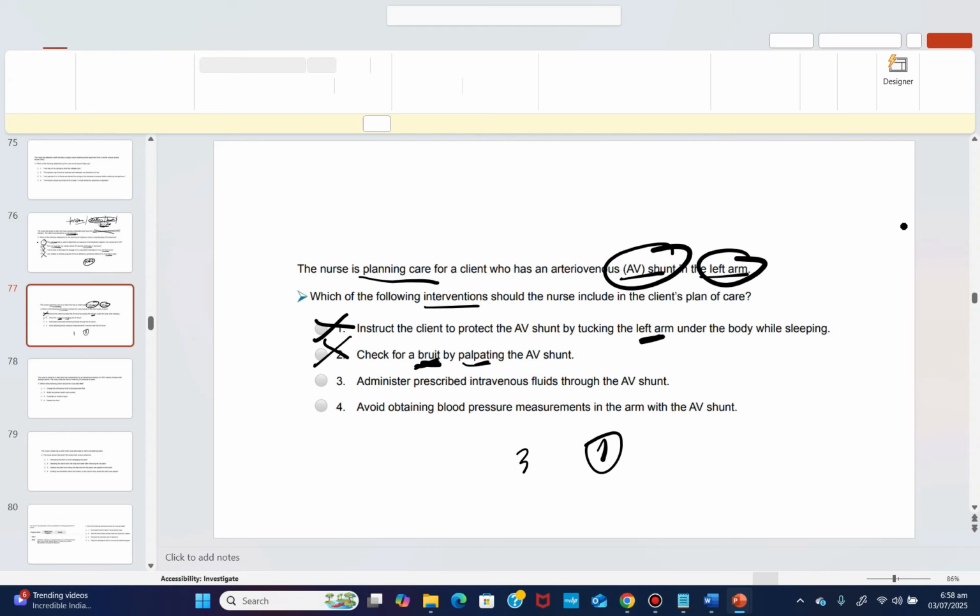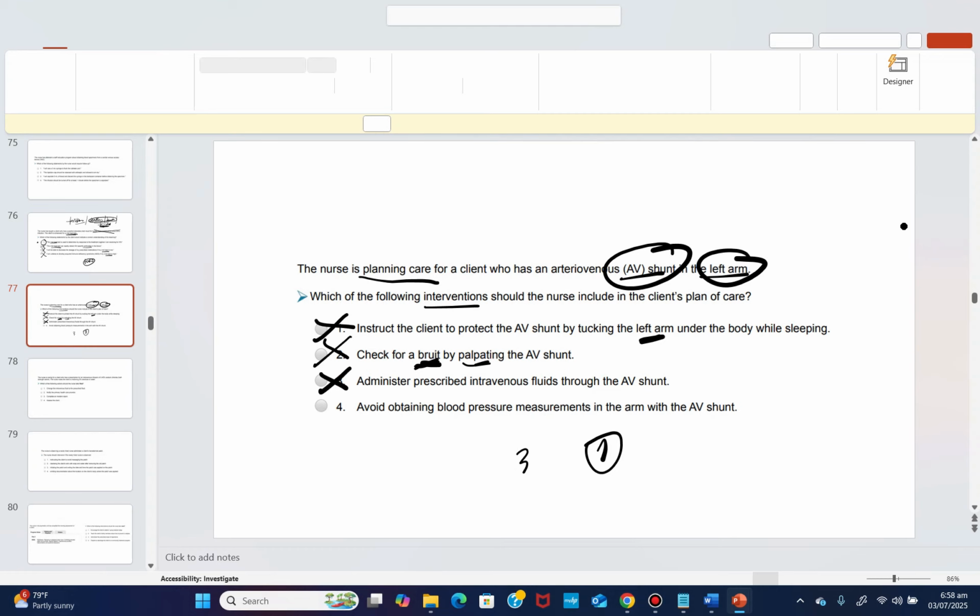So this as well is a wrong intervention. The question is not asking for understanding, it's asking for intervention. So now three: administer prescribed intravenous fluid through the AV shunt. There's one thing they always used to say: don't put any medication in there. It's just like a blood transfusion. While doing the transfusion, don't put any medication in. Same thing with this as well. AV shunt, no medication. So this is wrong.